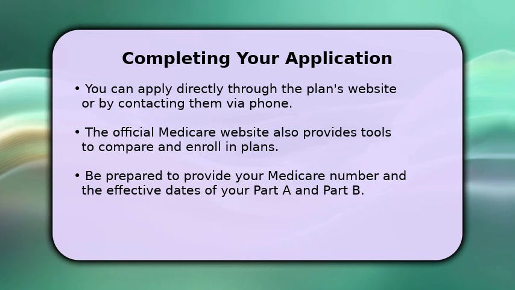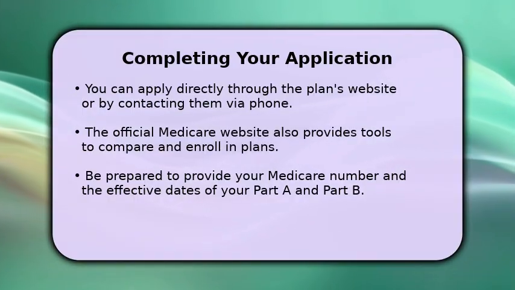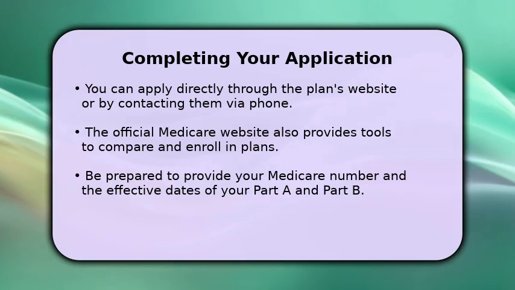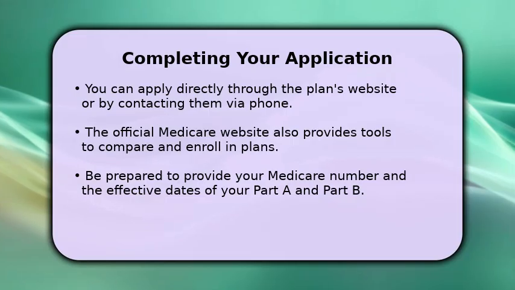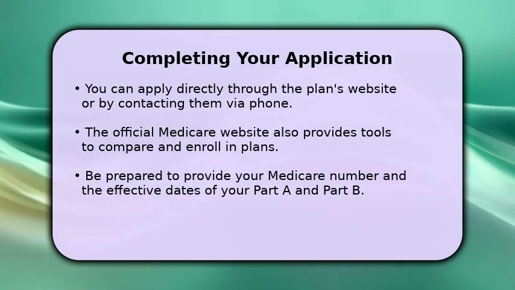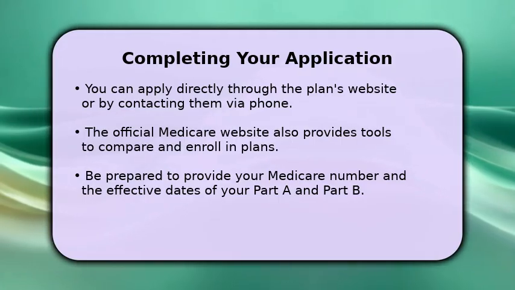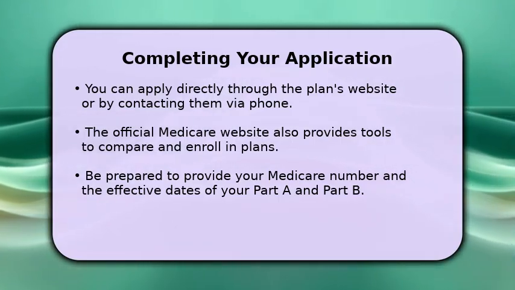Once you have selected your ideal Medicare Part C plan, the application process is straightforward. You can typically apply directly through the insurance company's website or by calling them. The official Medicare website also offers helpful tools to compare plans and complete your enrollment online. Be ready to provide your Medicare number and the start dates for your Part A and Part B coverage. Always double-check all your information before submitting to ensure a smooth transition to your new plan.